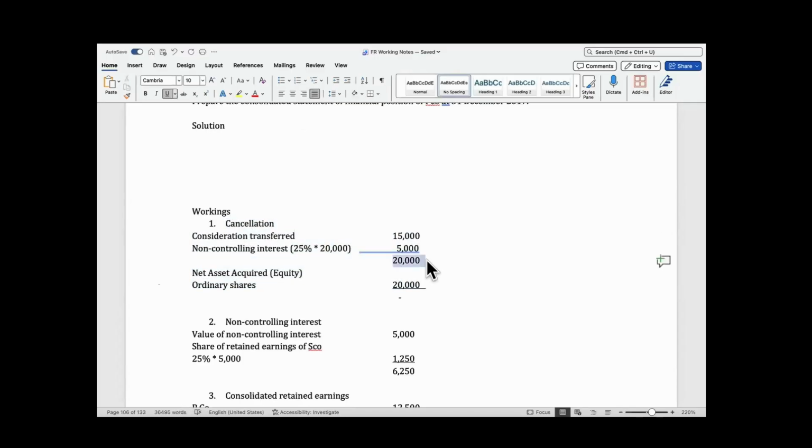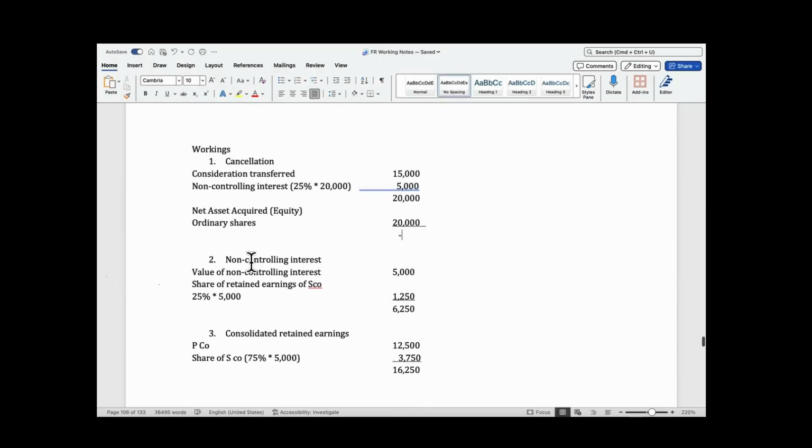Just to ensure that we are canceling out 100% with 100%. 100% against 100%. So that's why we make it up with the NCI, just to bring this also to 100%. You know, this is 75%. We add NCI, then this is the whole share, so we have 0.